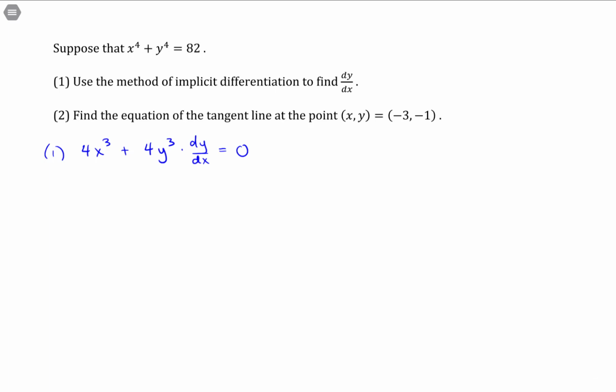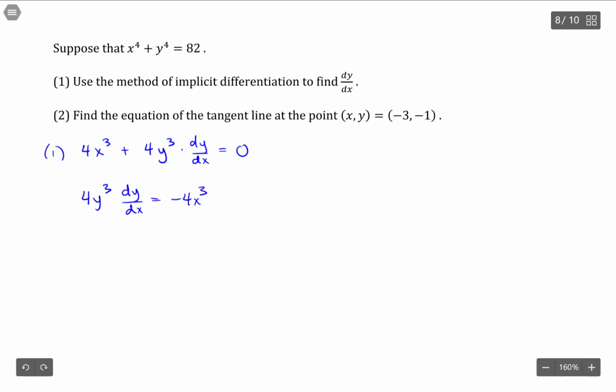So next I need to get dy/dx by itself so that I can use it later on in the next stage of the process. So I'll subtract 4x cubed over. So 4y cubed dy/dx equals -4x cubed. And I'll divide the 4y cubed over to get dy/dx equals -4x cubed over 4y cubed. The 4's will cancel and leave me -x cubed over y cubed.